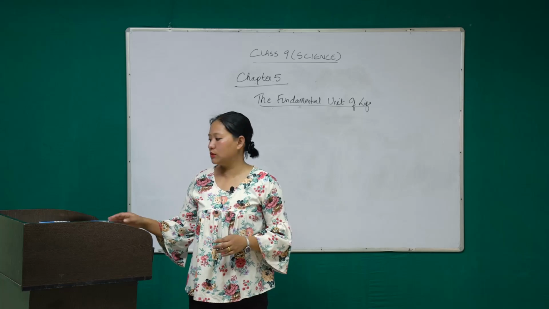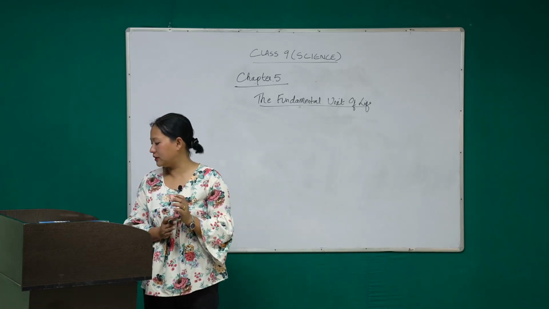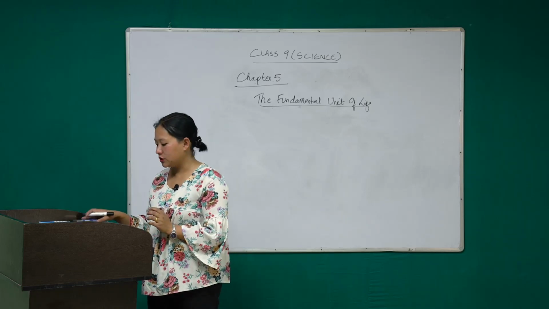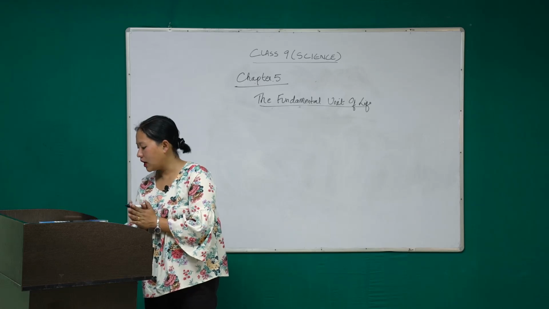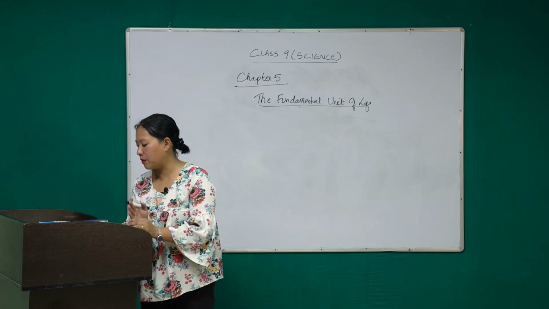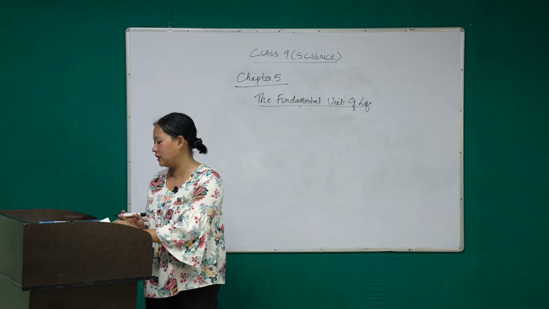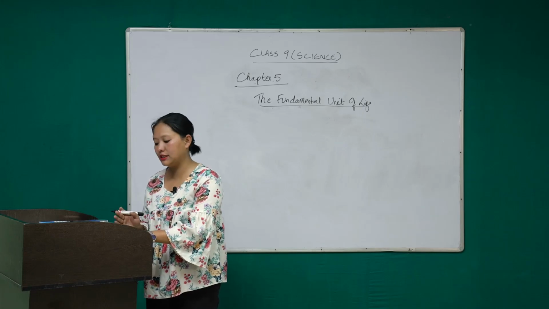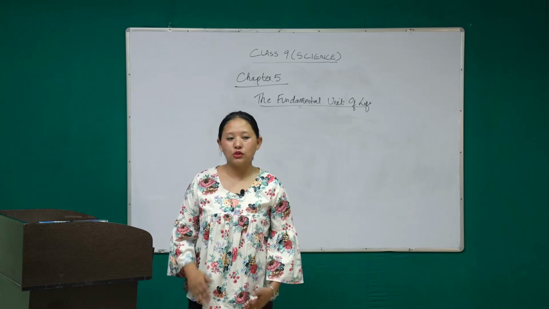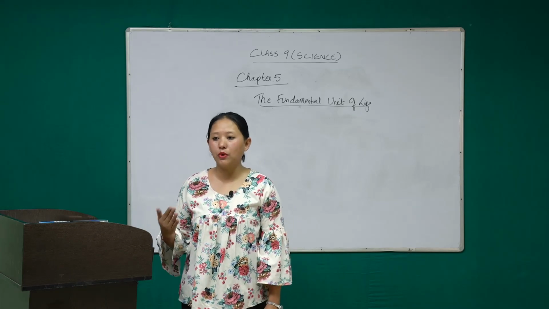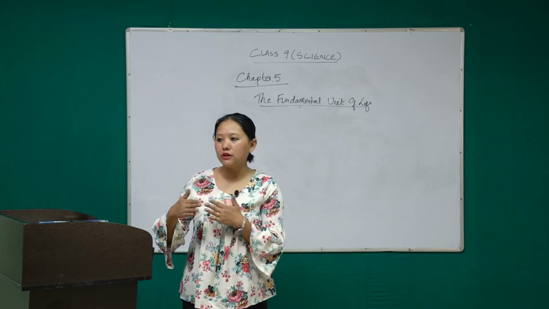In this class, before we begin, I want you all to turn your textbook to page number 63. Today we will discuss what a cell is made up of, that is, the structural organization of the cell. A cell is made up of components that we call cell organelles. There are different cell organelles.